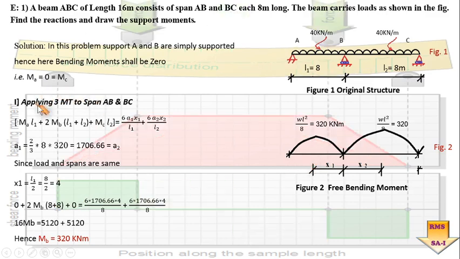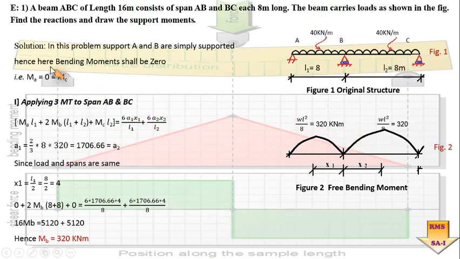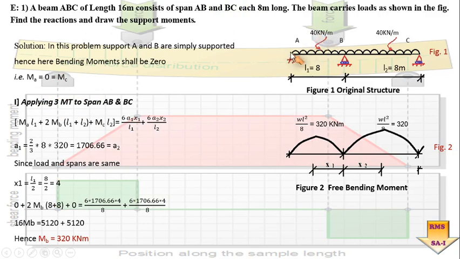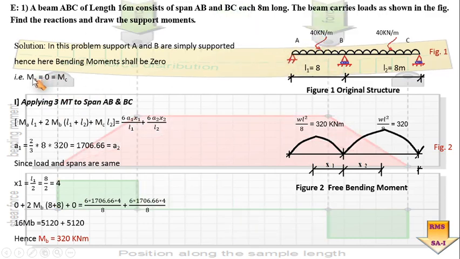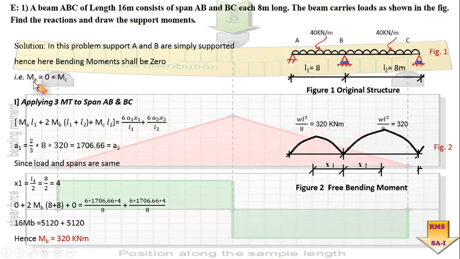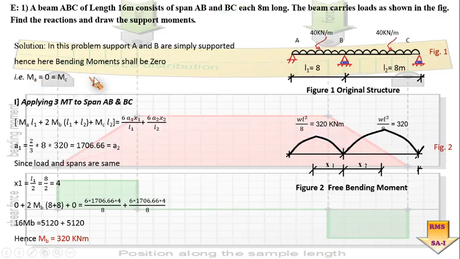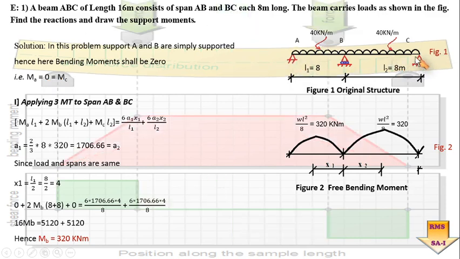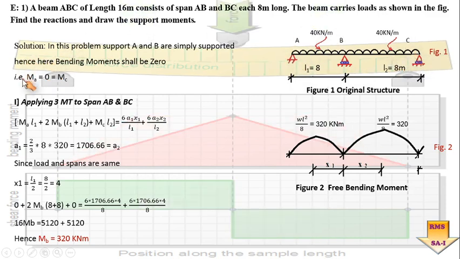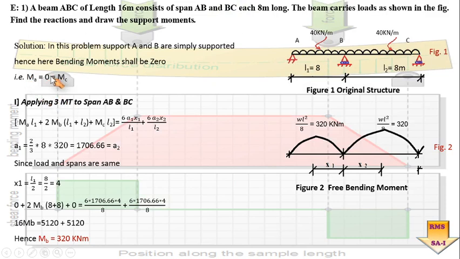So here, the first thing which we have learned is, whenever there is an extreme end support, which is a simple support, its free bending moment should be equal to 0. So here there are two extreme ends which are simply supported, A and C, so their bending moment at that point has to be equal to 0.